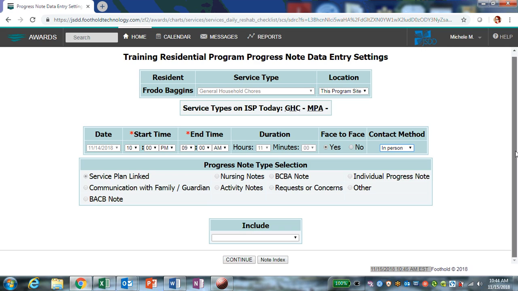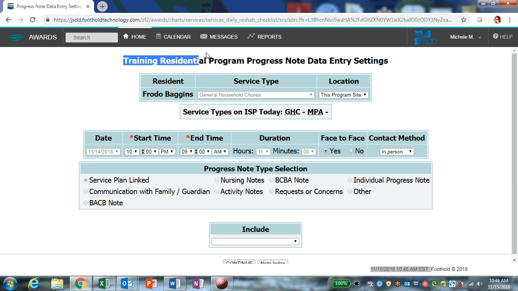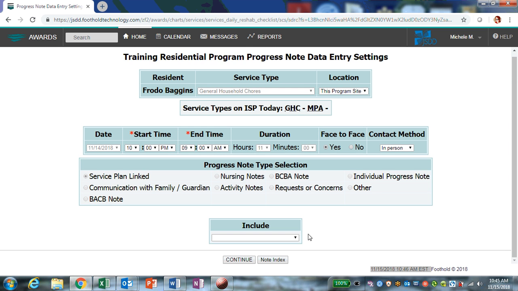Here, the include. Now, let me just remind you that the training program has everything turned on, all the bells and whistles. When you are in your program, you're only going to see one item to select here. So let me caution you. I'm about to select include. It's going to be a list of items. The training residential program has everything turned on. You're only going to see this now, residential shift note. I'm going to make sure I select that, and then I'm going to hit continue.